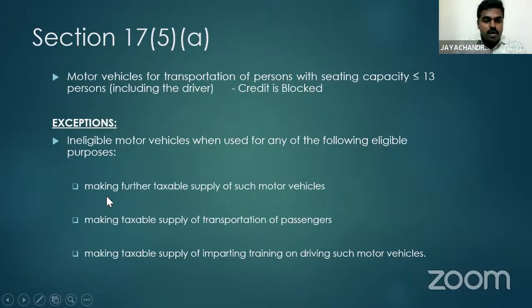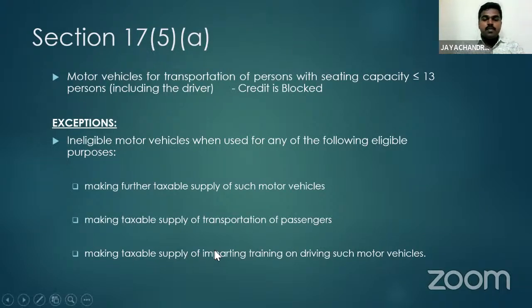If you are going to make further taxable supply of such motor vehicles, you can avail the ITC of the cars or motor vehicles purchased with seating capacity less than 13. Or if you are making taxable supply of transportation of passengers. See, for example, a travel agency is buying a car. They are buying 6 or 7 cars. They can avail the ITC of that car's purchase because they are going to rent it out. They are using it for rental purpose. So they can avail the ITC of the car's purchase.